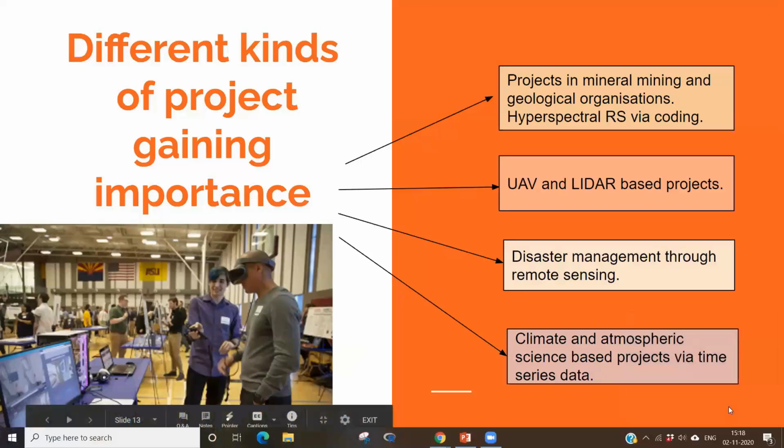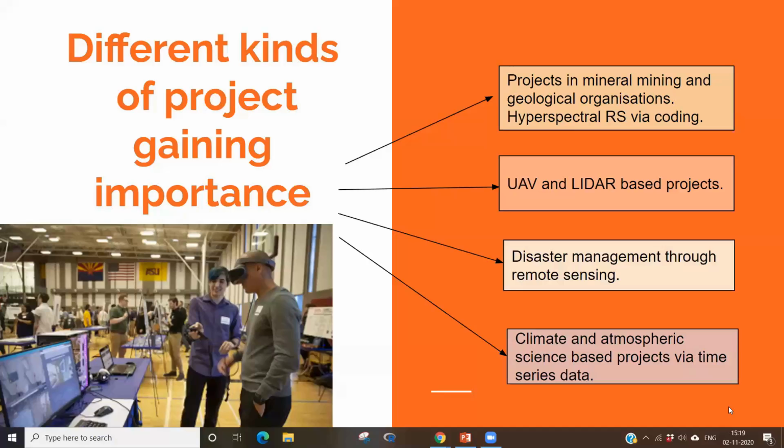Now, UAV and LiDAR based projects. This is a very important and revolutionizing tool of the 21st century. UAV and LiDAR have a wide number of applications and great importance, especially in defense, agriculture, and a lot of places which are not accessible. We can use UAV and LiDAR there.